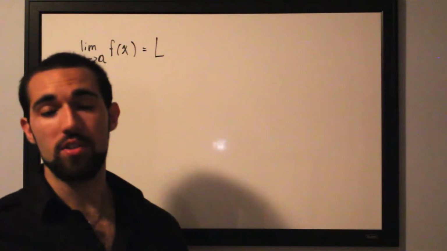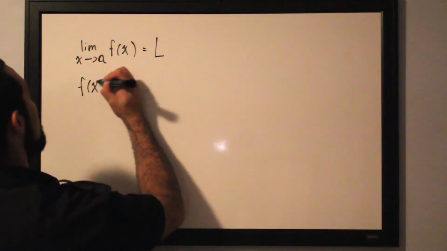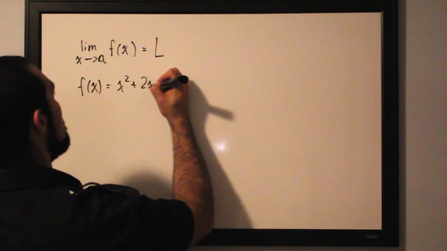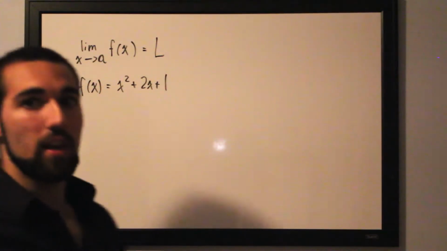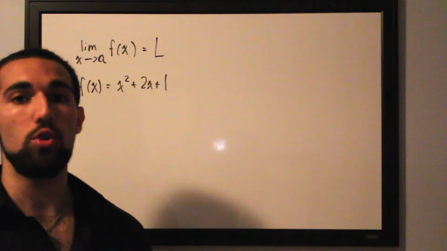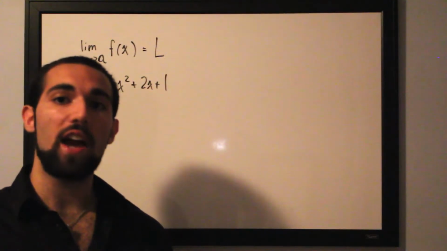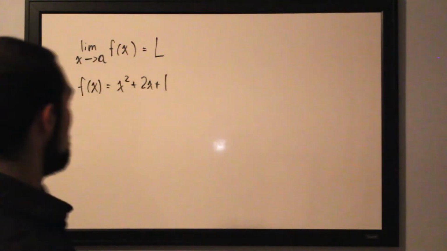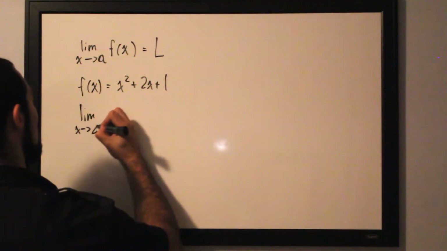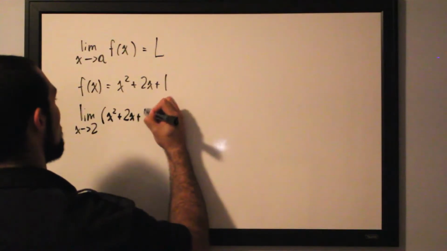So what I want you guys to do right now is consider the following function. Imagine f of x is equal to x squared plus 2x plus 1. This is a quadratic function, and what we're going to be doing with this function is evaluating the limit as x approaches 2. We want to use values that are infinitely close to, but never actually touch 2. So this can be written down as the limit as x approaches 2 of x squared plus 2x plus 1.